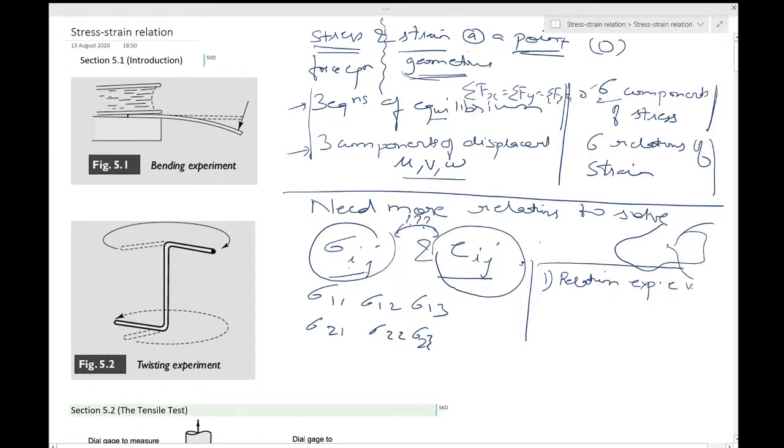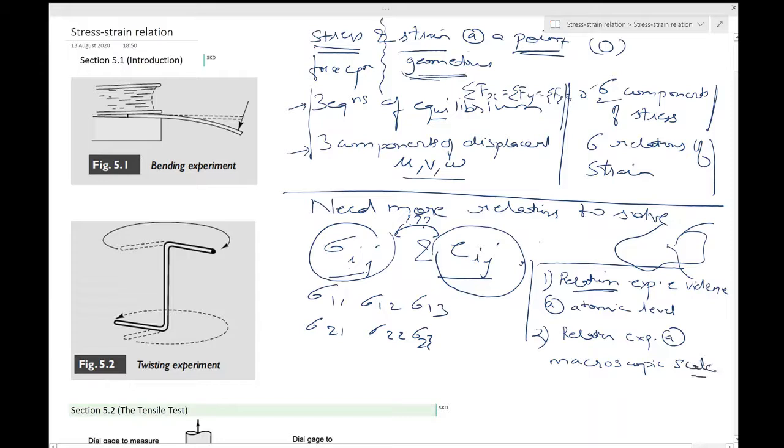Experimental evidence at atomic level. And the second method, I mean, how to find the stress and strain, that's what we are going to do. What is the relationship between stress and strain? So one relation can be experimentally found out at the atomic level, and the other method is to use this relation which is experimentally found out at macroscopic scale.